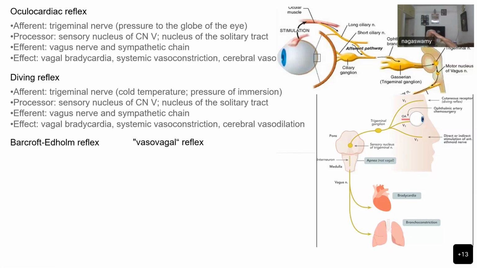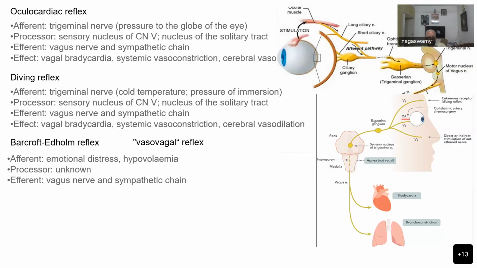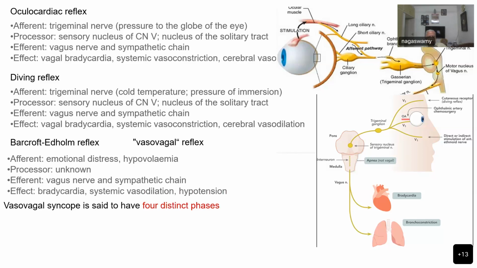Then there is what is called the Bezold-Jarisch reflex or vasovagal reflex. And the afferent is emotional distress and hypovolemia. And how it is happening, nobody knows exactly. And the efferent is vagus nerve and sympathetic chain. And the effects are bradycardia, systemic vasodilatation, and hypotension.